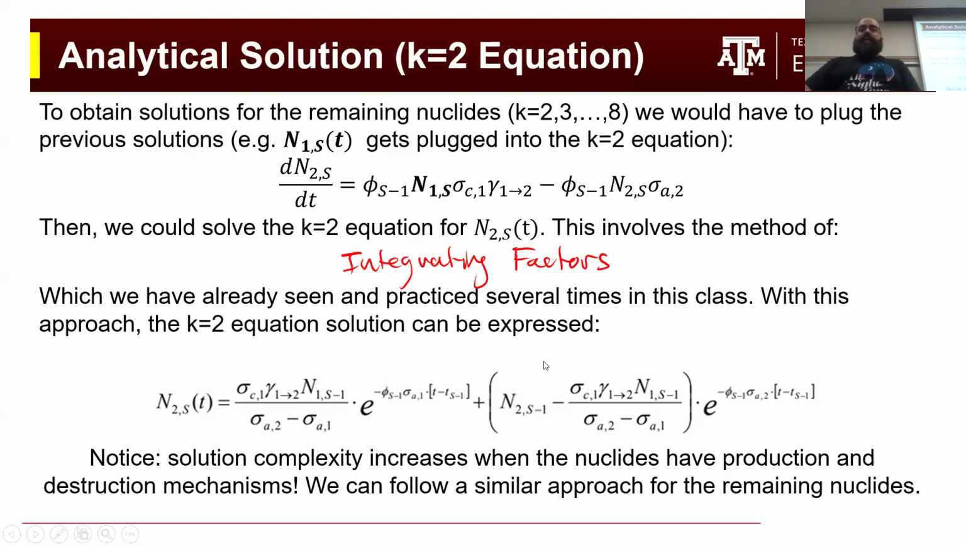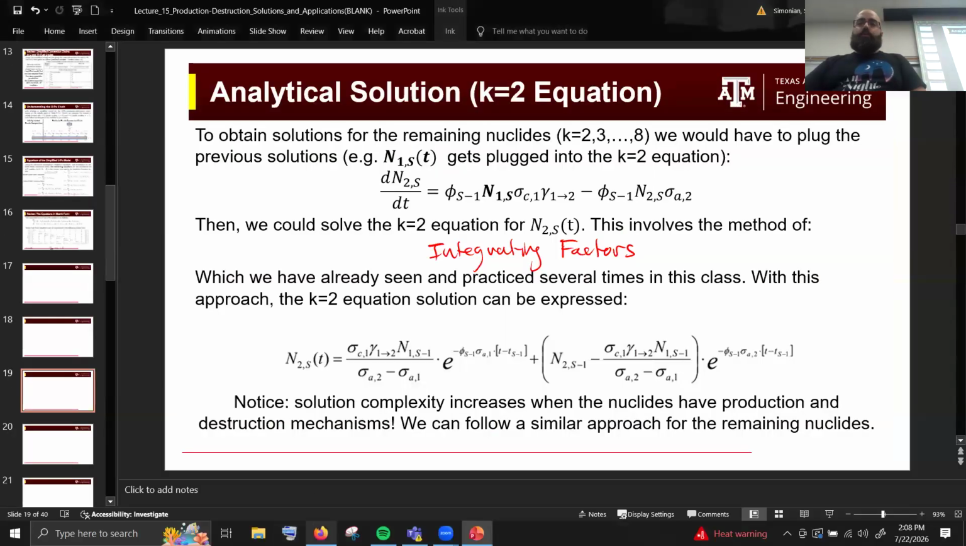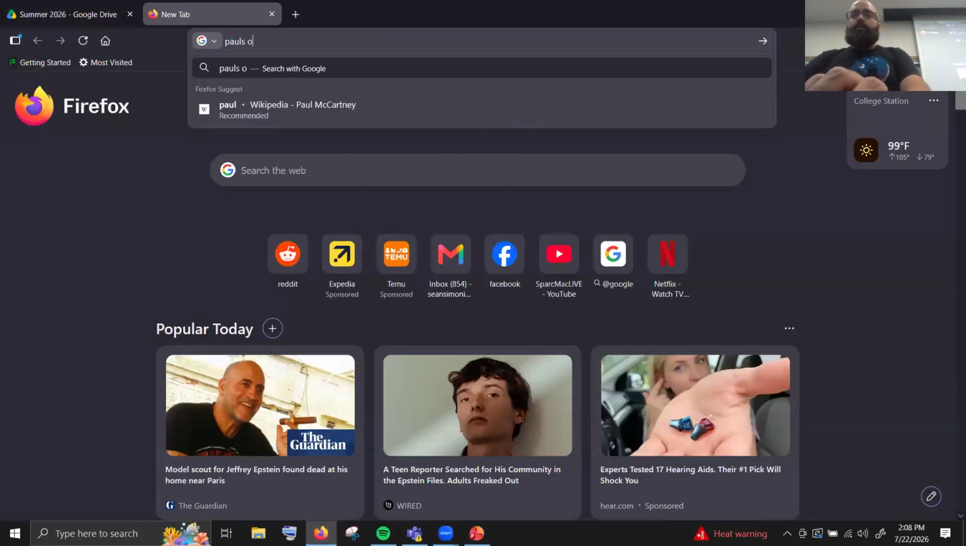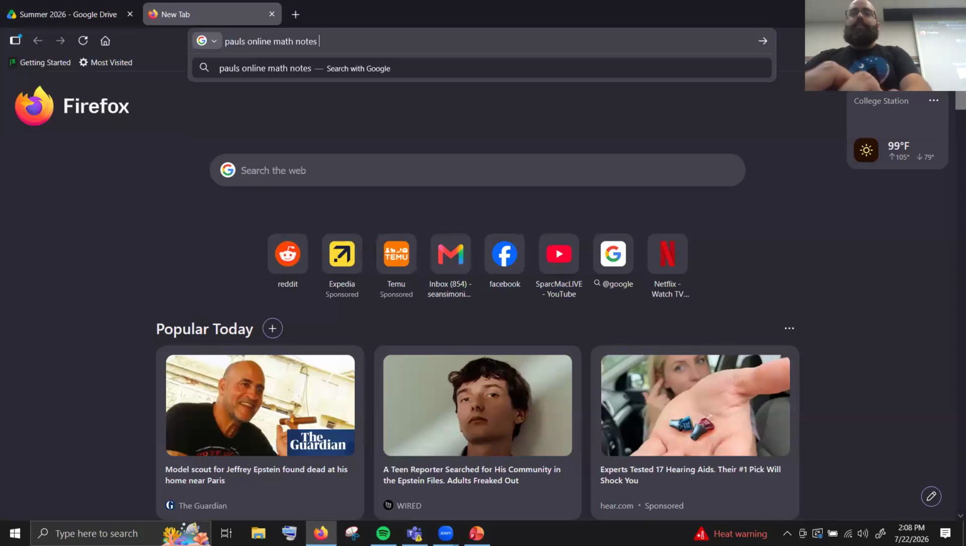That's why in my slides I wasn't planning to work through all of the steps. It is a good exercise to be able to do that, and I gave you some problems on problem set 7 to practice. What I would recommend is the resource I always go to when I need to solve an equation using integrating factors: I go to Paul's Online Math Notes and type integrating factors.